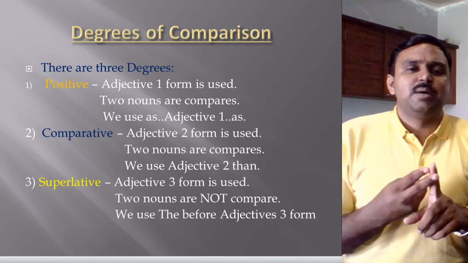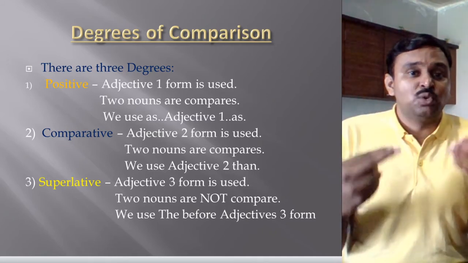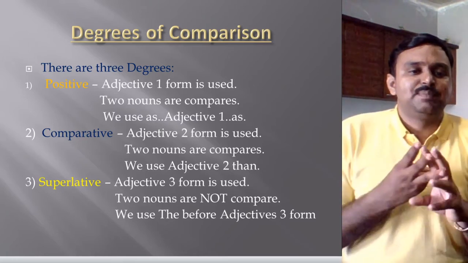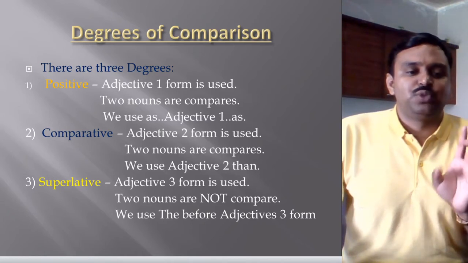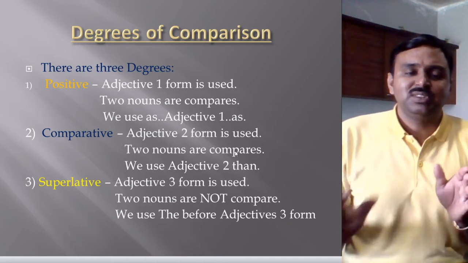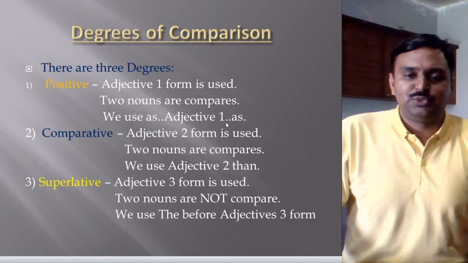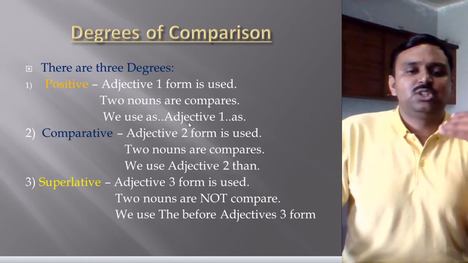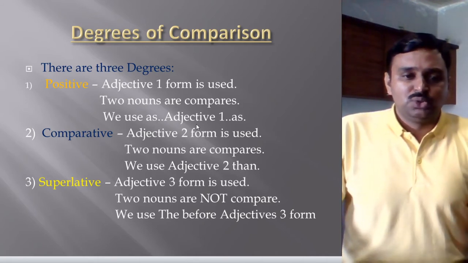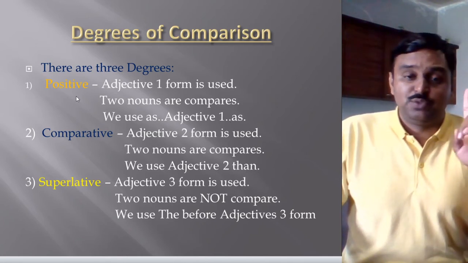And always we compare 2 nouns in degree of positive. We do not compare more than 2 nouns in this degree. Just be careful about this. And number third point is we use adjective first form, and on both sides as is used. Look at this: as, adjective first form, as. Examples like as fast as, clever as, tall as. So adjective first form and as on both sides we have used in the degree of positive.